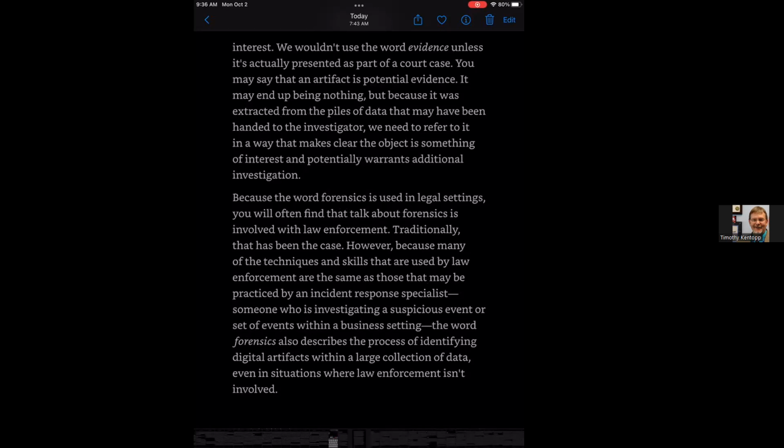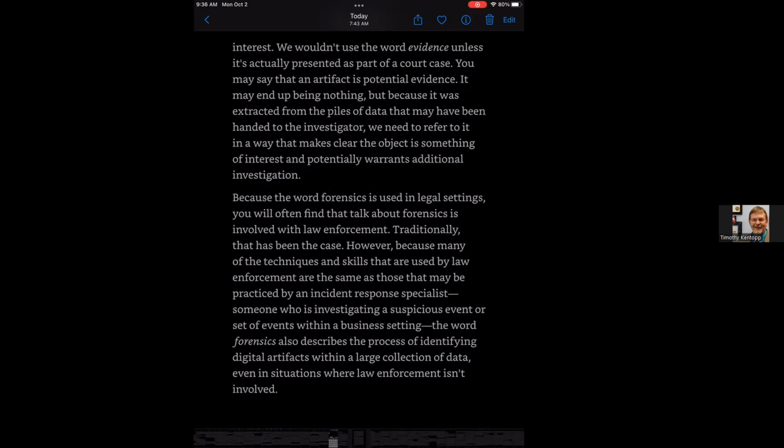So another term that's important to understand is that when you talk about digital evidence, it's usually presented as part of a court case. It could be civil or criminal, and that's an important idea. Now, if we're just talking about the item itself and there's no potential for that civil or criminal review, then the term is artifact, right? So in a legal setting, you're identifying digital artifacts within a large collection of data.